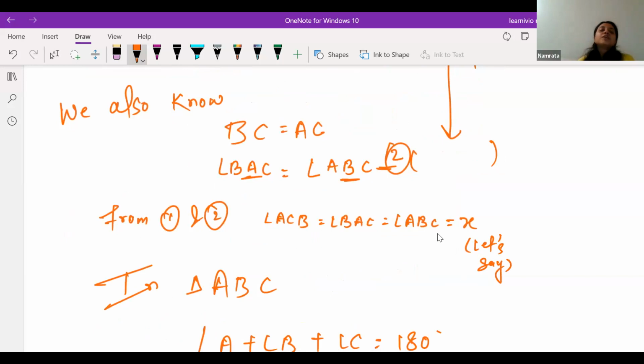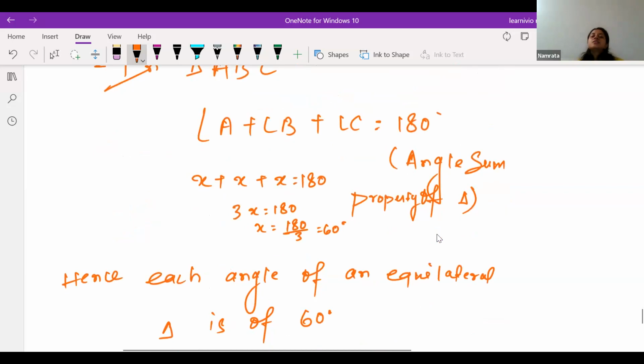Now, the angle sum property of a triangle, any triangle, scalene, isosceles, equilateral, says that the sum of interior angles has to be 180 degrees. Since we are talking about a triangle only, we can take the complete triangle ABC. We know all the angles are equal with each other, so angle A plus angle B plus angle C is equal to 180. All are same with each other, and from here we got the X value as 60 degrees. That means each and every angle is 60 degrees. That's what we wanted to prove here.